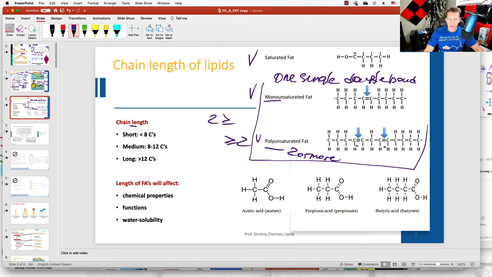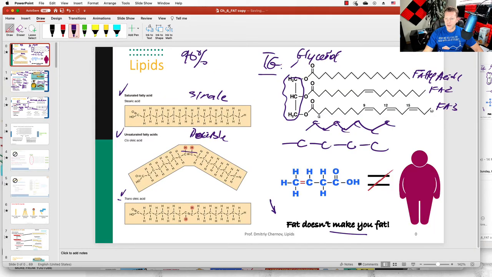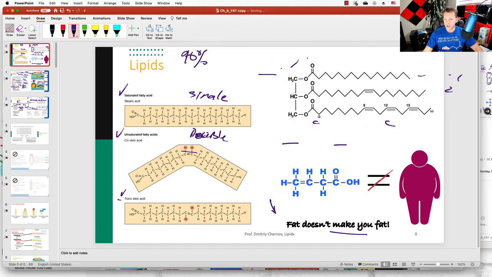Also, there is length. So there are short chain fatty acids, medium chain fatty acids, or you can say medium chain triglycerides, because they could be triglycerides, right? Three of them. Or long chain fatty acids. So when we jump to the first image, right? Let me erase this to clean this up. So this fat looks like it is a long chain fatty acid.